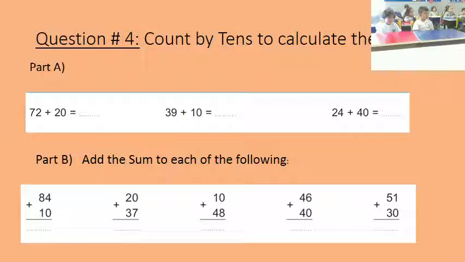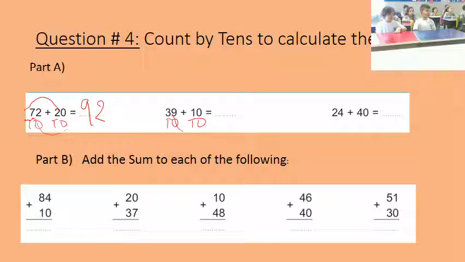Question 4. Count by tens to calculate the sum. Part A. We have 72 plus 20. Okay, is 7 tens or ones? Tens. 2, ones. And here? Tens. And here? Ones. Okay. Let's do ones with the ones. 2 plus 0? 2. 7 plus 2? 9. So what is the answer? 92. Good job.